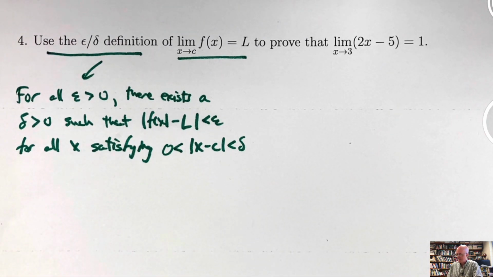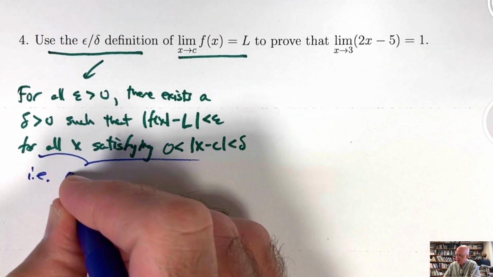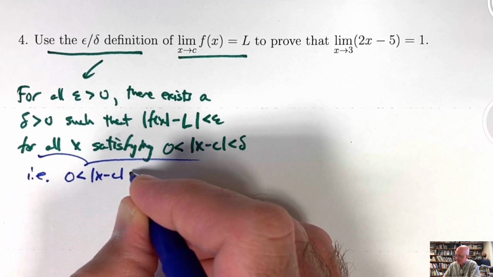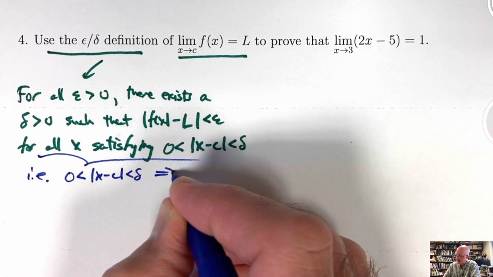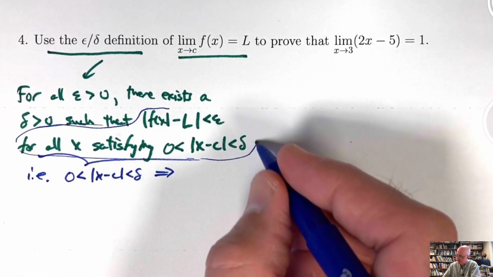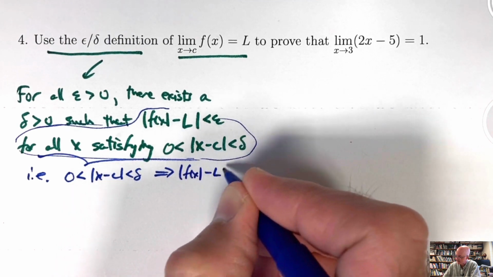Another way you can write the last clause here is you can say, i.e., if you know that the absolute value of x minus c is between 0 and delta, that implies, right, by last clause I mean this part here, that implies that the absolute value of f of x minus L is less than epsilon.